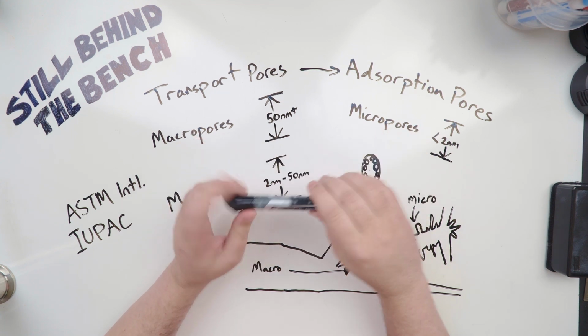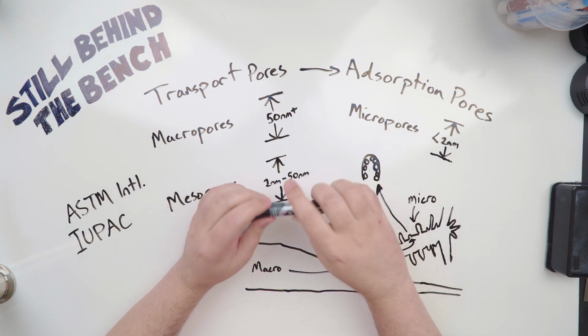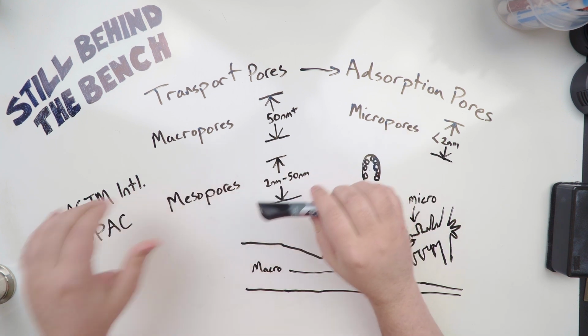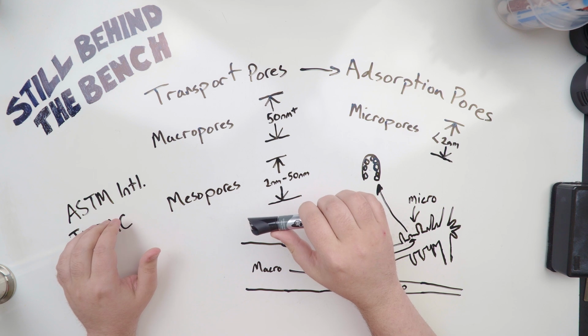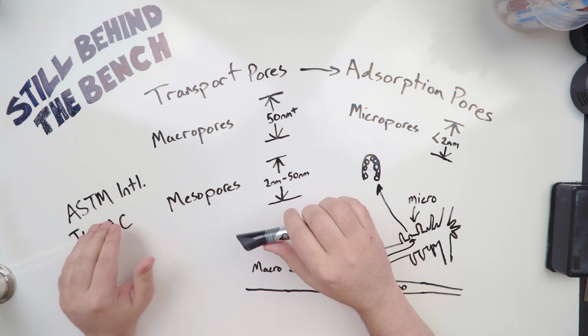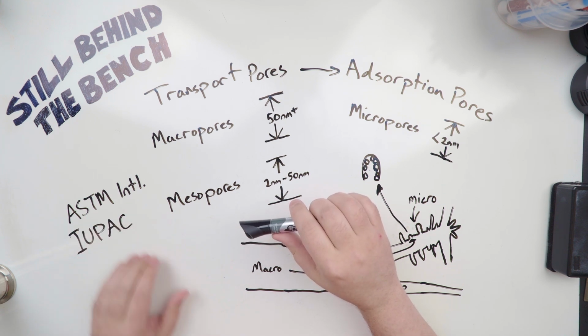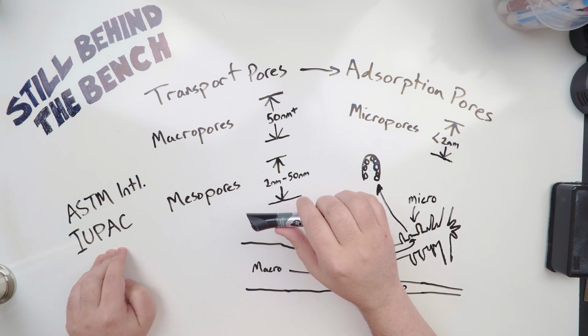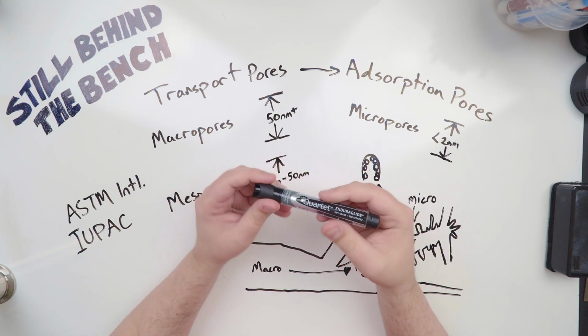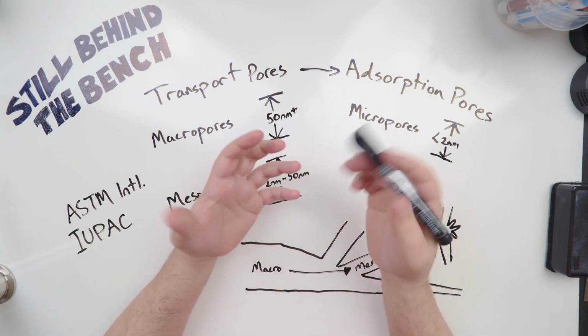First off, you should know that pore size ranges are standards set by ASTM International, which was formerly the American Society for Testing and Materials. They changed their name, it's just ASTM International now. And then IUPAC, which is the International Union of Pure and Applied Chemistry. So pore sizes aren't just values that one country uses, they're international standards.